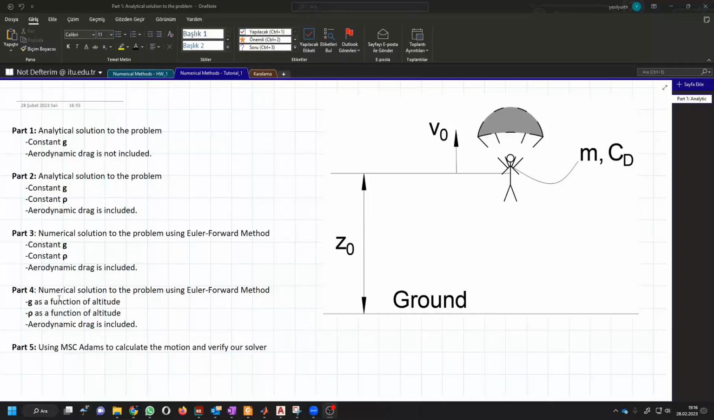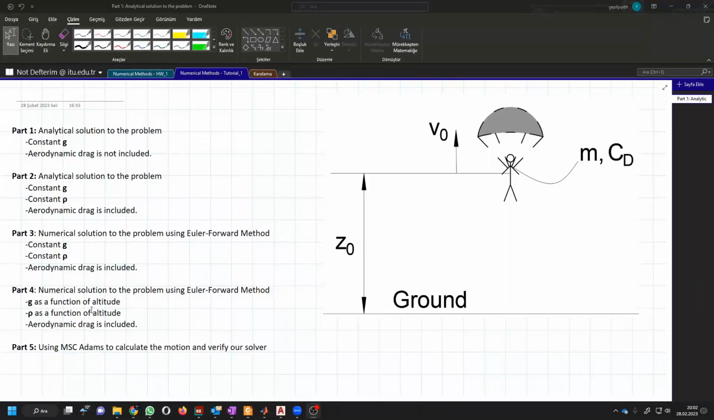At the final part, we will use MSc Adams software to calculate the motion. Of course, we will do this with both aerodynamic forces included and not included, and basically we will use this tool to verify our own solvers, both analytical solvers and numerical solvers, at the final stage.